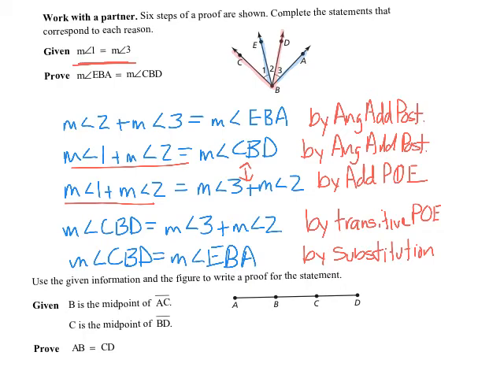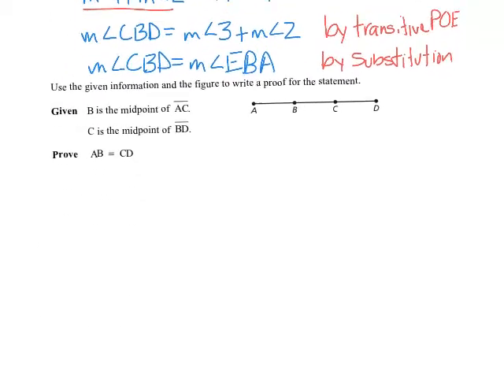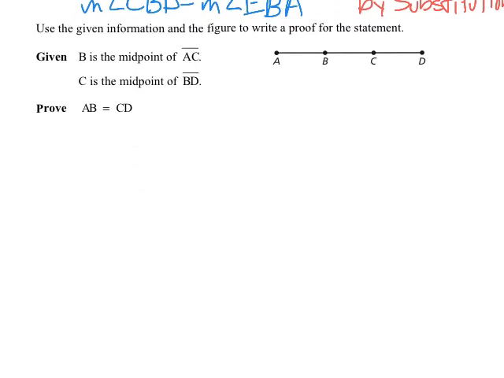I'm going to go through the second one with you as well because it has the conversion between equality and congruence, okay? And I want you to be able to see that, okay? So let's look at the second one here. Okay, so it gives me that B is the midpoint of AC, and it gives me that C is the midpoint of BD, okay?